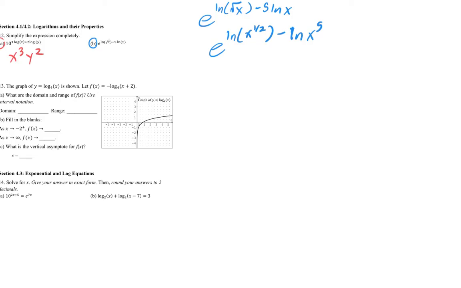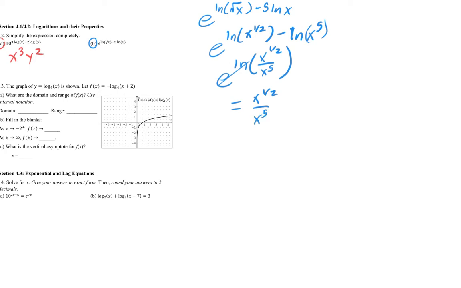Now, based off our log rules, if we have two logs being subtracted, that's the same as what's inside being divided, right? So we can say e to the natural log of x to the 1/2 over x to the 5th. Next thing we see is that e and natural log have the same base and they're inverses, so we can cancel them out, and we're left with x to the 1/2 over x to the 5th.